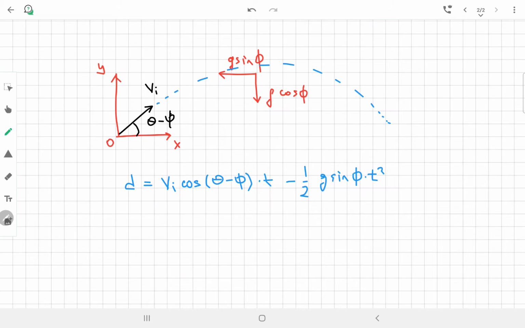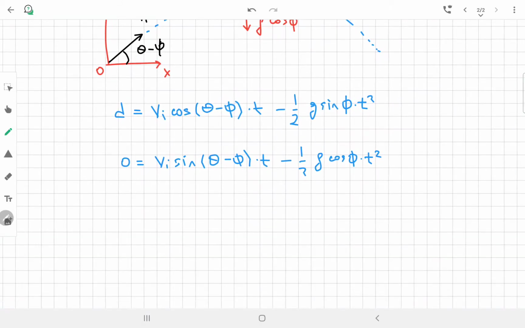Now let's write the same equation for the vertical direction, for the y direction. Height becomes 0 after time t. The initial velocity in the y direction is v initial sine theta minus phi, times time. Again minus, because gravity is also opposite to the y axis. So 1 over 2 g cosine phi times time squared. Up to this point, it's physics. Further, it's just totally a mess.